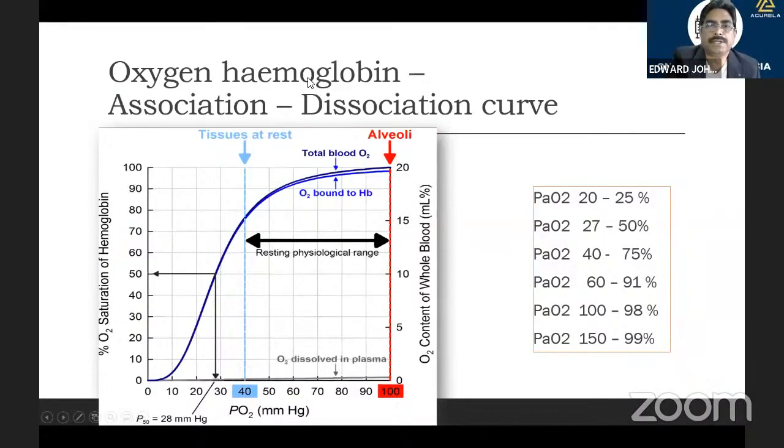So what is the relation between hemoglobin saturation and the dissociation curve? When the oxygen saturation is 100%, the PaO2 will be 150. When the oxygen saturation is 20 to 25%, the PaO2 will be 20. So that is the critical oxygen saturation: 90% saturation, when the PaO2 falls to 60 mm of mercury. When it reaches 90% saturation, the PaO2 has fallen to 60. So it is called critical oxygen saturation.